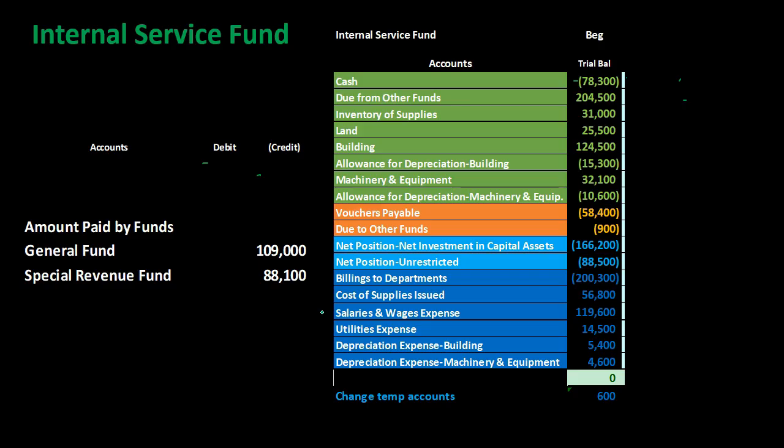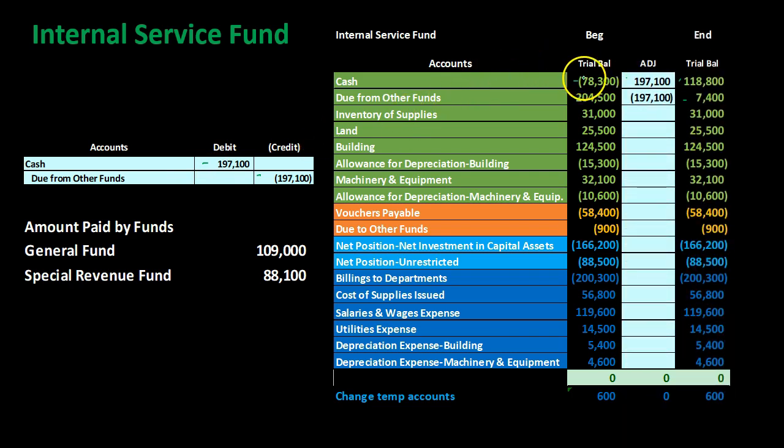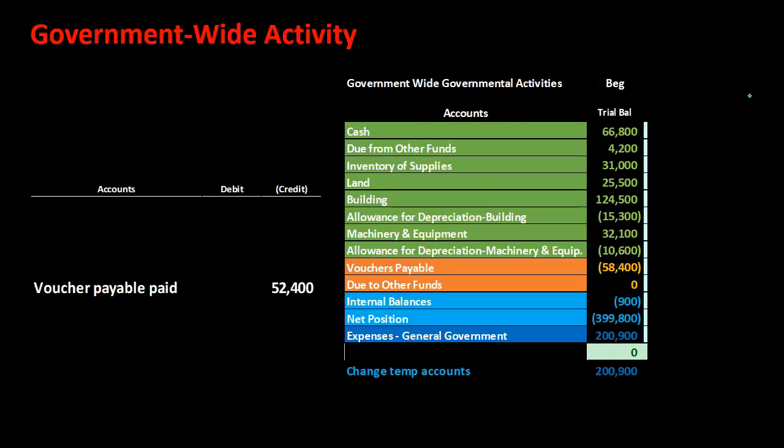What's going to happen on the internal service level? We have the amount paid by the funds, the general, we're going to have cash, of course, increasing. So cash is going up. The other side doing what we would expect, going to due from other funds, which is similar to the accounts receivable account. So now we have the cash increasing. Here's the cash prior. We now have a debit to it. It's back in a positive number. That's good. And then we have the due from other funds. That's like the receivable account. The 204,500, we are crediting it by the 197,100, bringing it down to the 7,400.